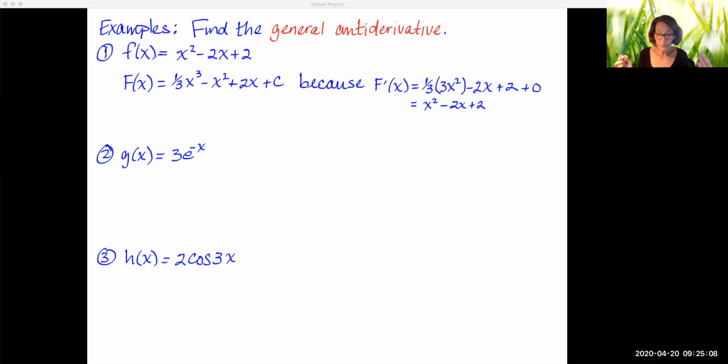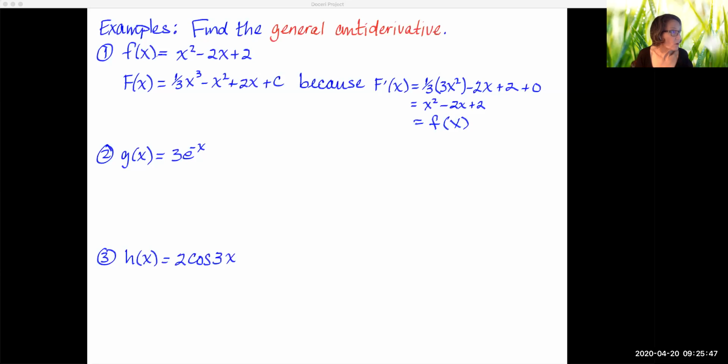So always check your answer. In fact, you're justifying your answer. You're saying, this is my answer, and I know it's correct because when I differentiate it, this is what I get. So that's using the definition of general antiderivative. Big F of x is the general antiderivative, means that the derivative of big F is equal to little f. And I should say that here, it's equal to little f of x.